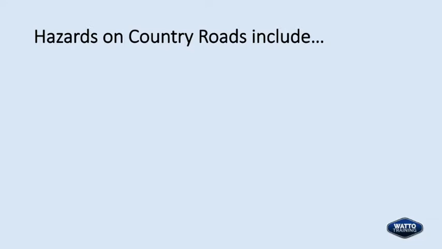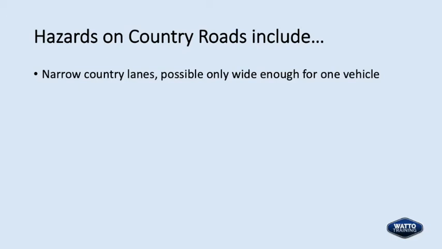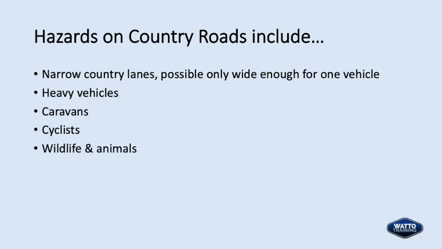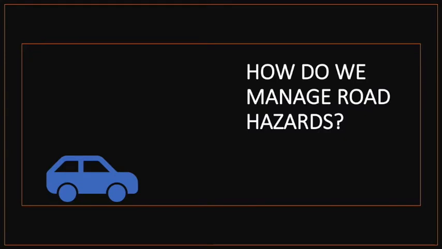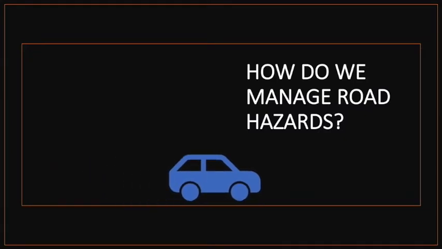Now let's look at hazards on country roads. This includes narrow country lanes, possibly only wide enough for one vehicle, heavy vehicles, caravans, cyclists, wildlife and animals, farm animals, slow-moving vehicles such as tractors. How do we manage road hazards?